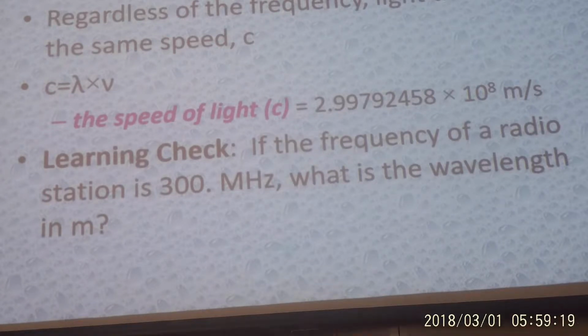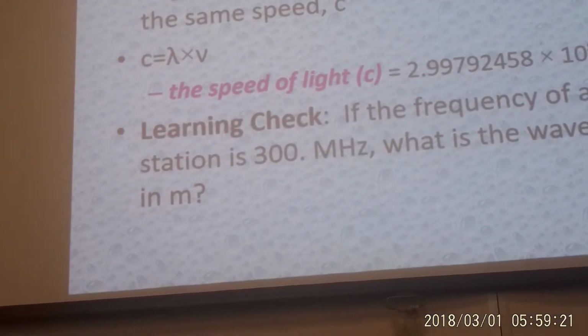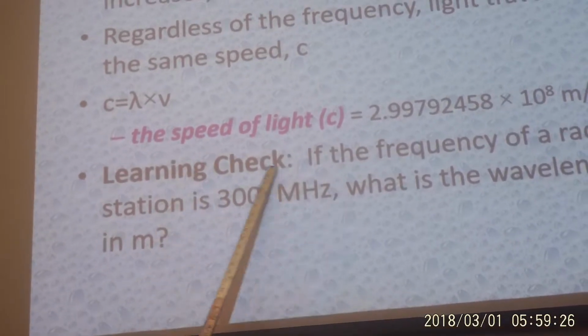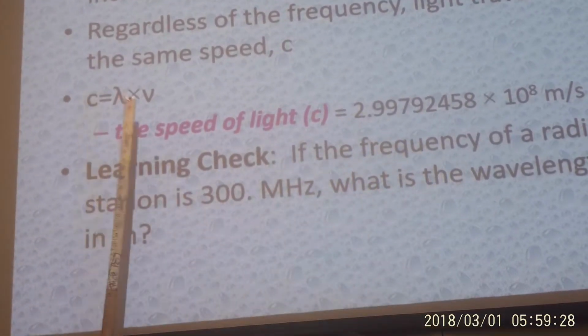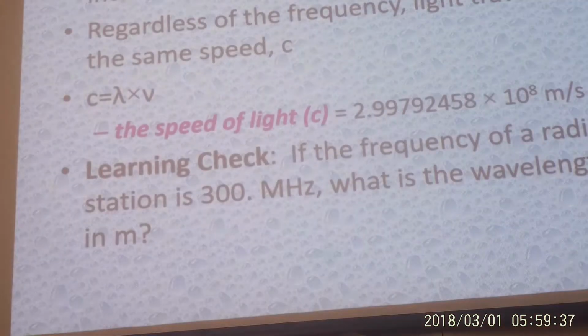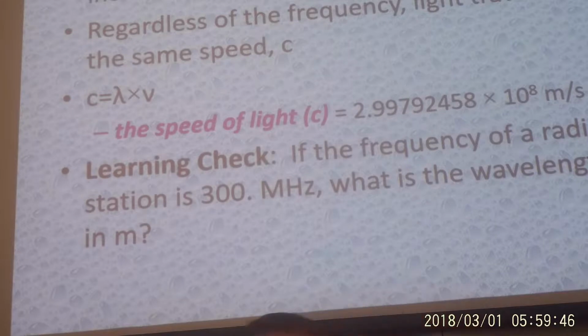Okay? So we got the equation there. Speed of light equals wavelength times frequency. This is our frequency here, and we want to know what the wavelength of our electromagnetic energy is. Okay? We've got to deal with some prefixes there. We got mega. What is mega again? 10 to the what? 10 to the 6, isn't it?